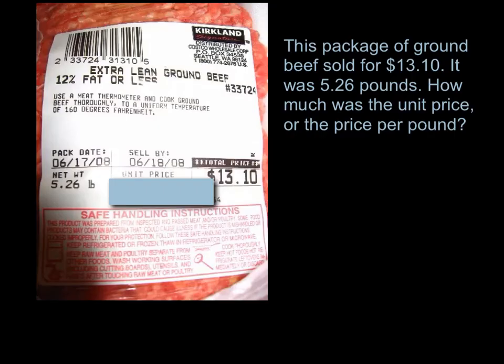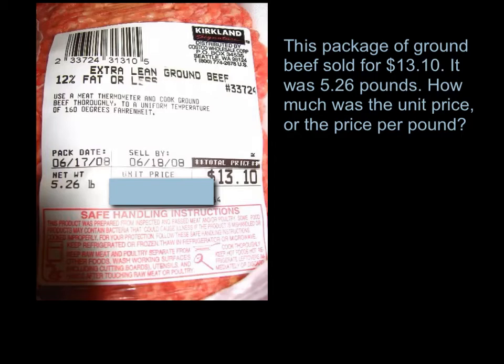Here's a real-world example of why you might need to know how to divide decimals. This package of ground beef sold for $13.10 at Costco. It was 5.26 pounds of ground beef. How much was the unit price, the price per pound?